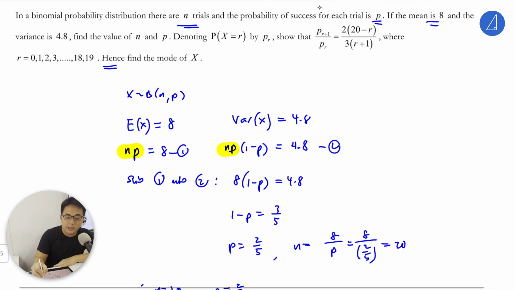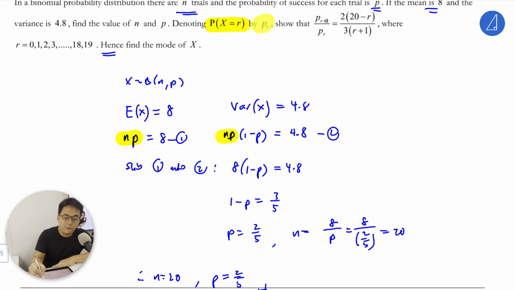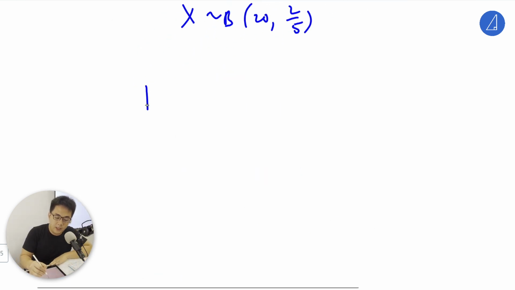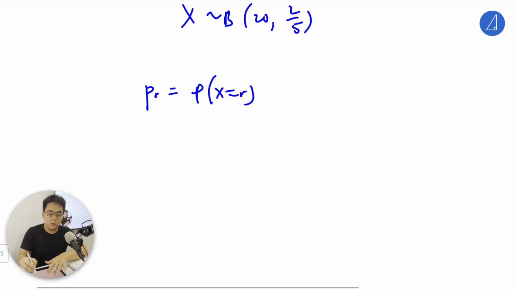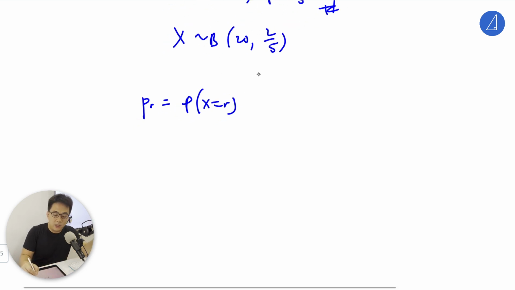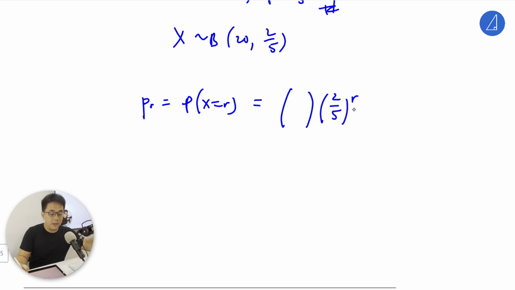You're told, denoting that if you have r successes, the probability is P_r, then you want to find P_(r+1) divided by P_r and show that it can be reduced to this expression here. Last week we talked about this. P_r is given by P(X = r). So if you toss this biased coin 20 times, the chance of each success is 2/5, right? So this will be 2/5 to the power r, because that is the number of times it happens. Then this will be 3/5 to the power 20 minus r. The number of ways to arrange is 20 choose r.